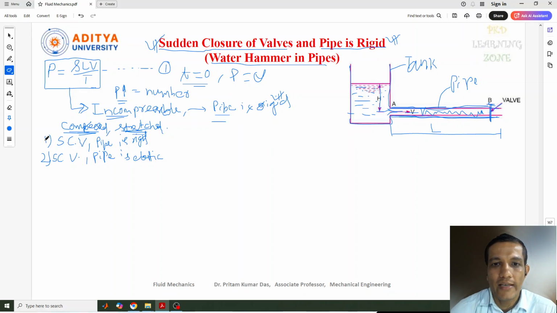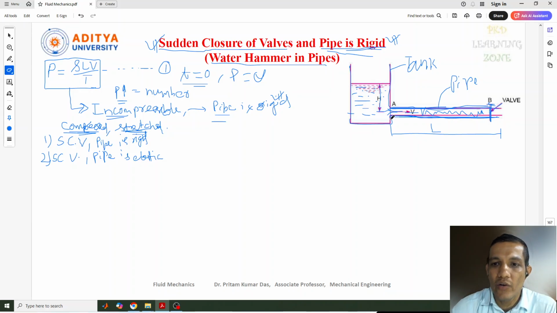Now in this we'll discuss the sudden closure of valves when the pipe is rigid. So as I told you already, let's consider this is the AB pipe, and the pipe is rigid. Rigid means the pipe is not going to change its shape and size, and it is going to be strong and stable. There is no change in shape and size. That is the meaning of rigid.